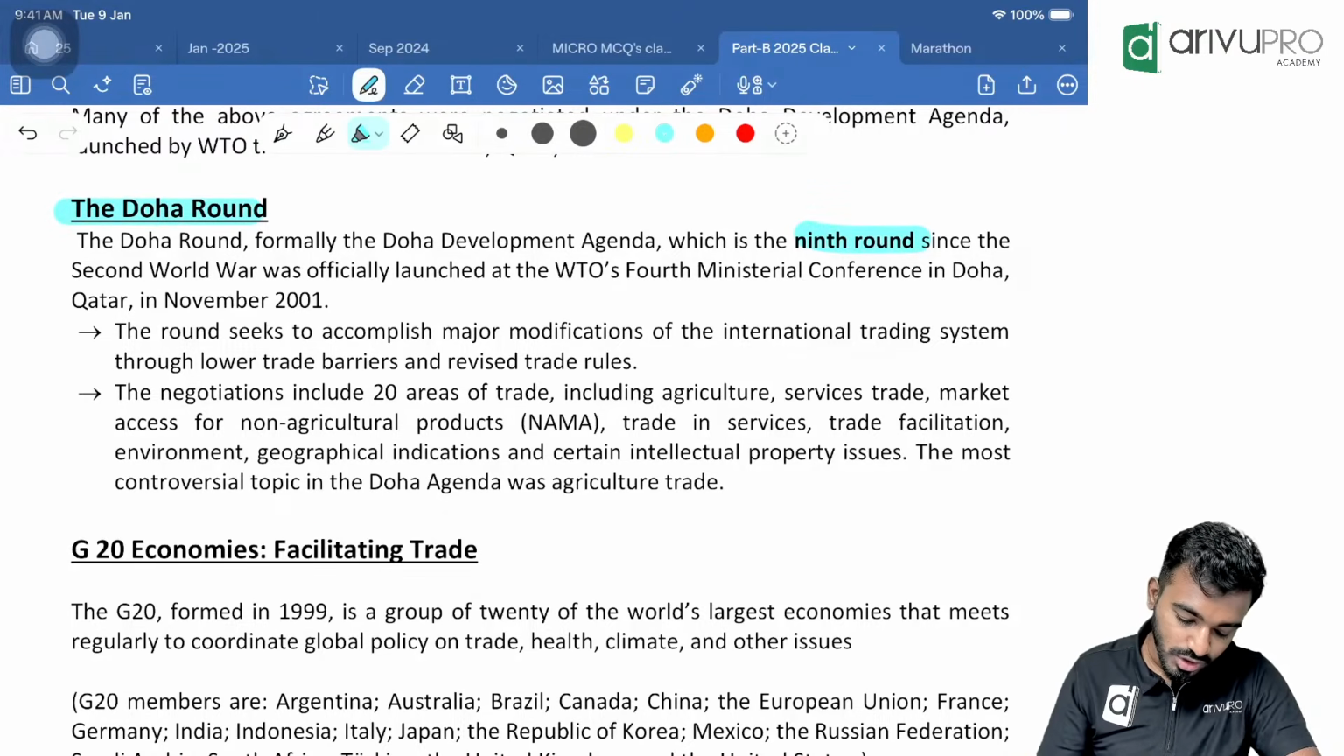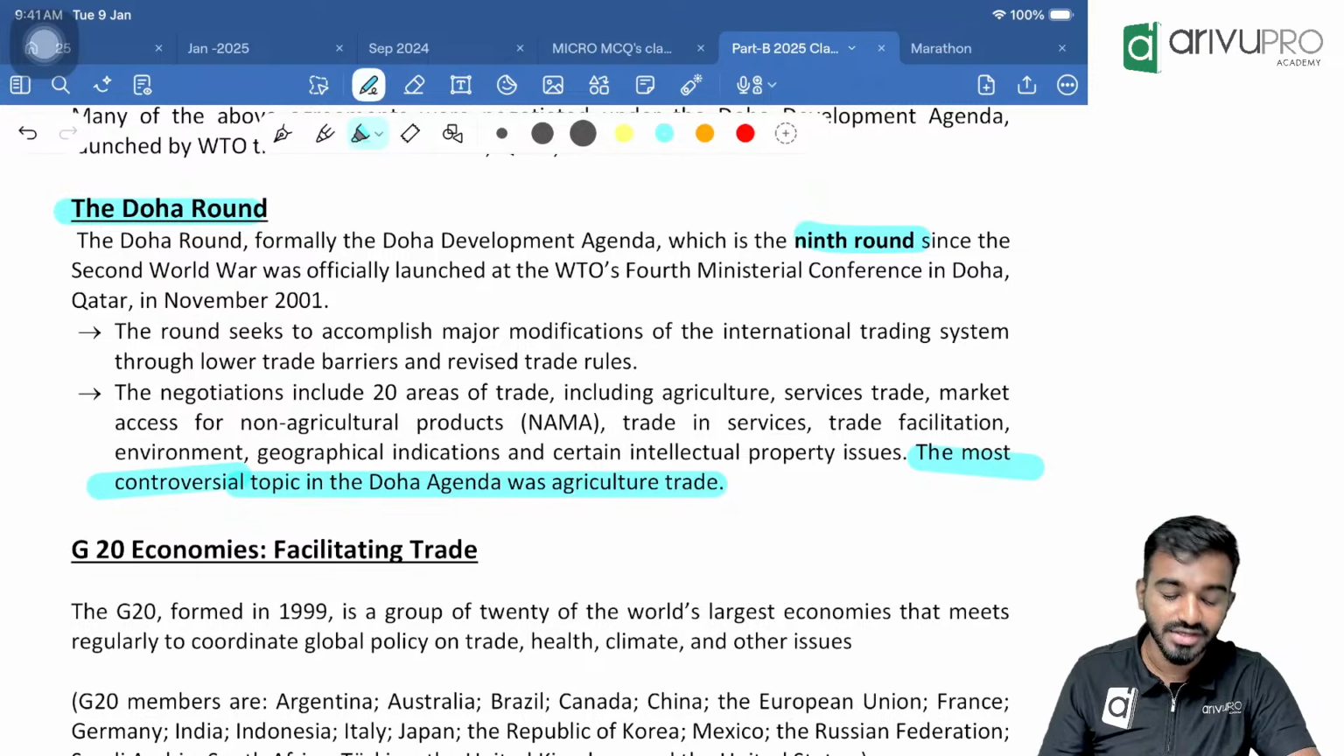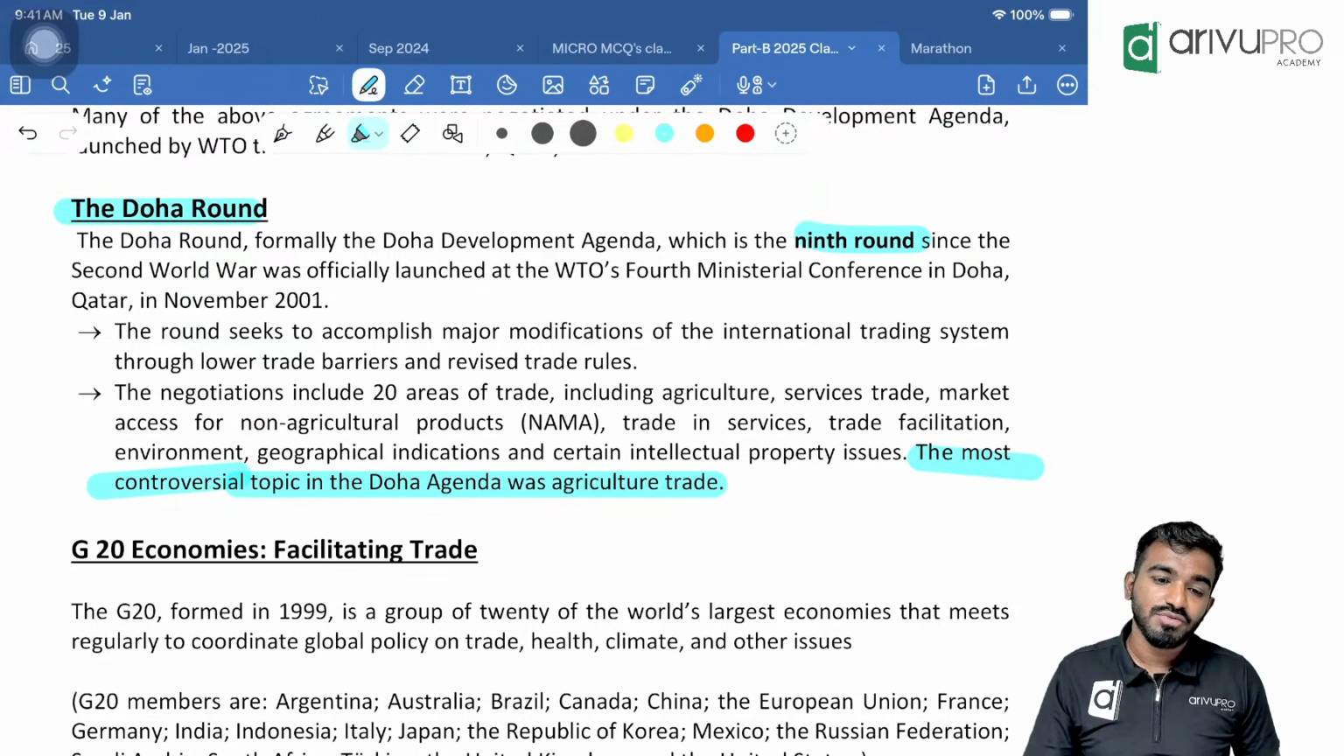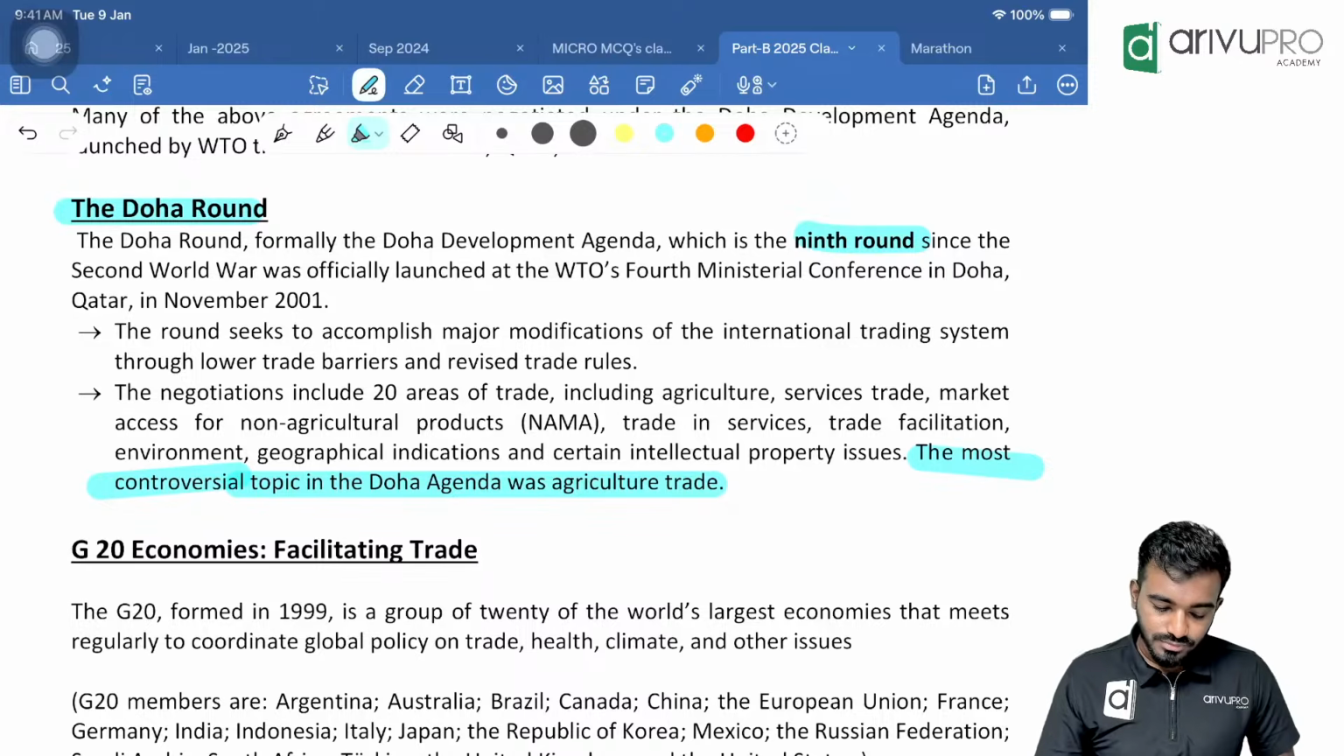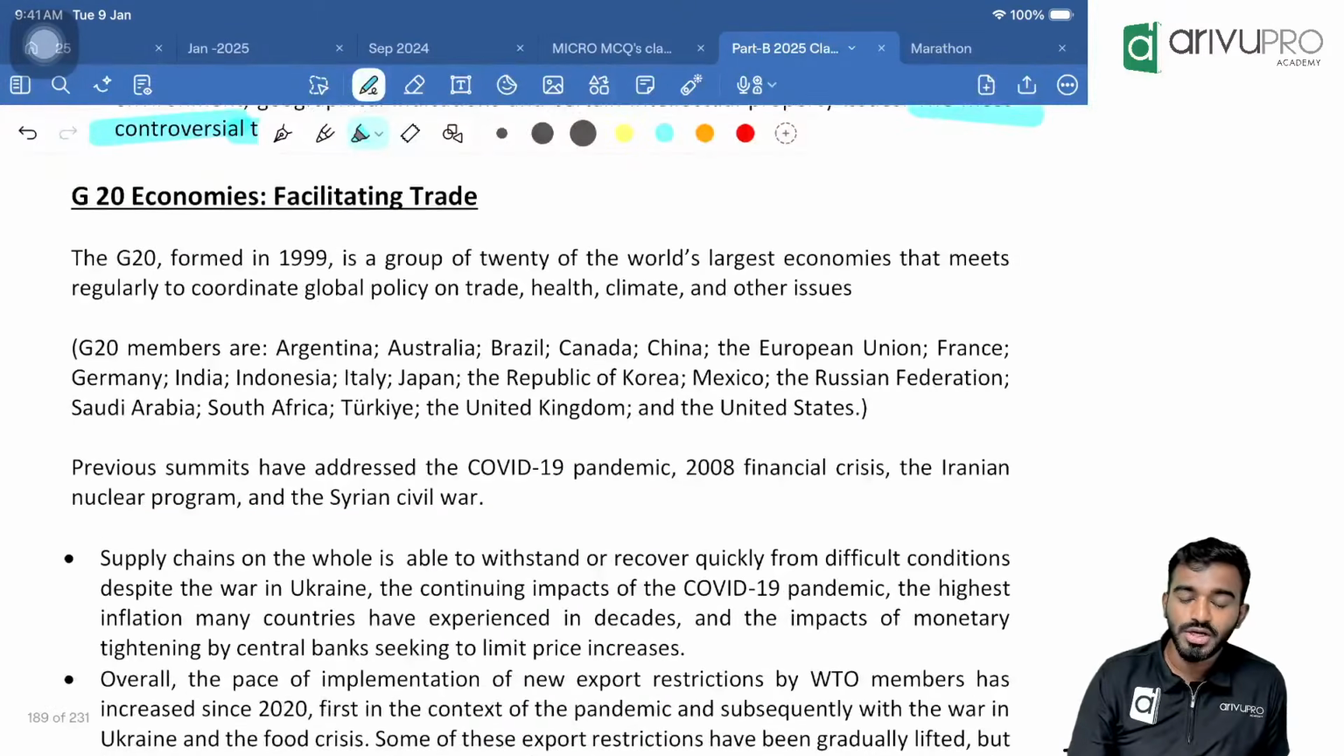Here also, the most controversial topic is agricultural trade. Agricultural trade liberalization was not that easy, and even today it is the same issue. And then there is the G20, the global 20 economies.